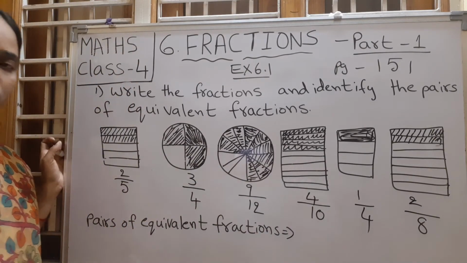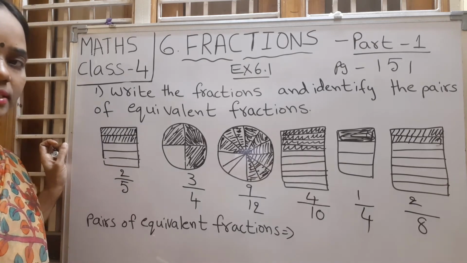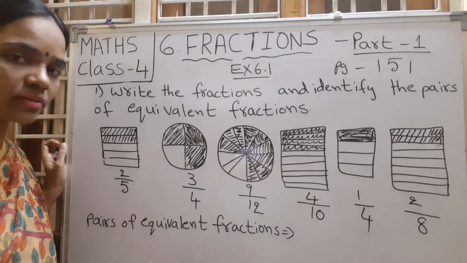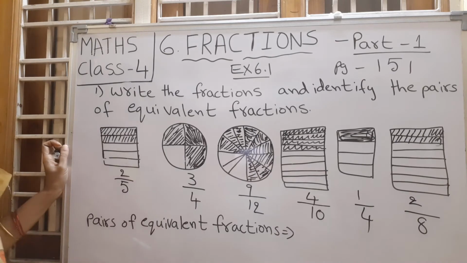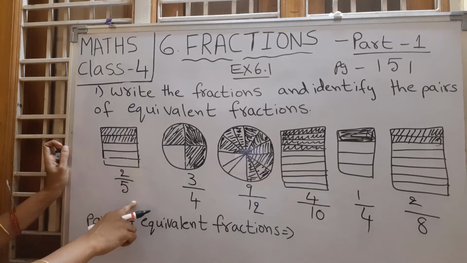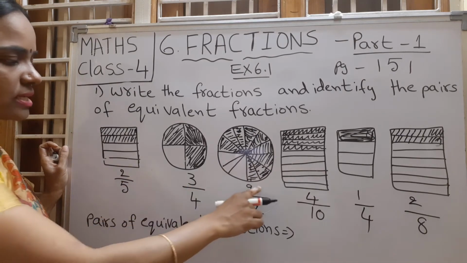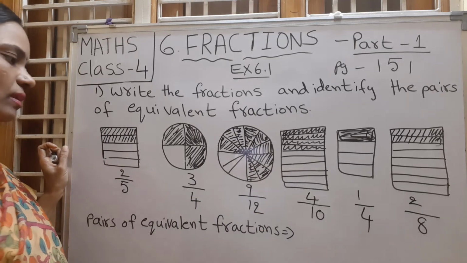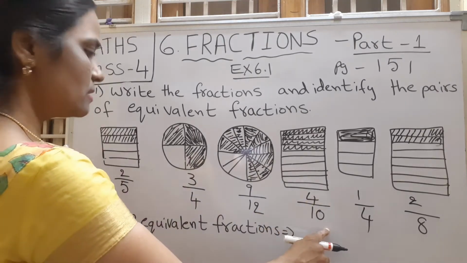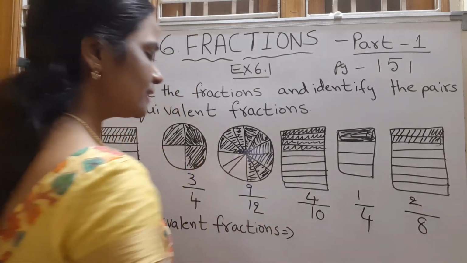Now we will check all the fractions and write the pairs of equivalent fractions. So what are equivalent fractions? The fractions which have the same value are called equivalent fractions. So here shall we check? The first fraction is 2 by 5. Second is 3 by 4, 9 by 12, 4 by 10, 1 by 4, and 2 by 8.